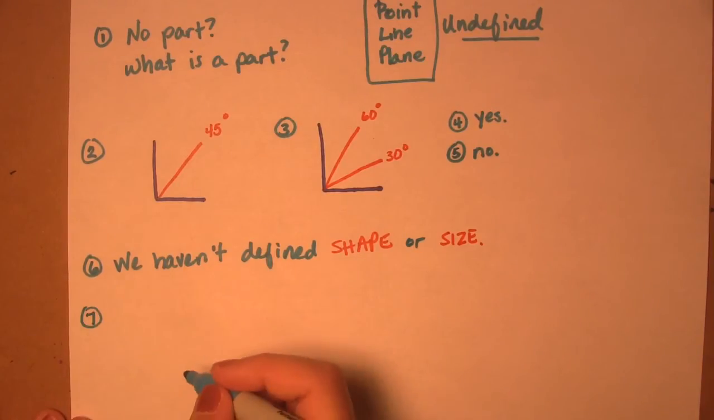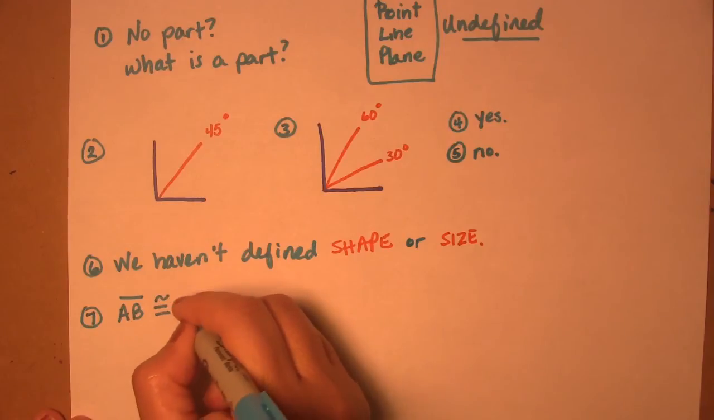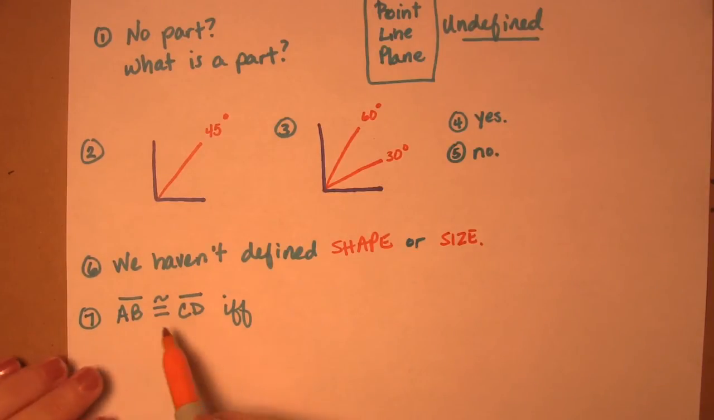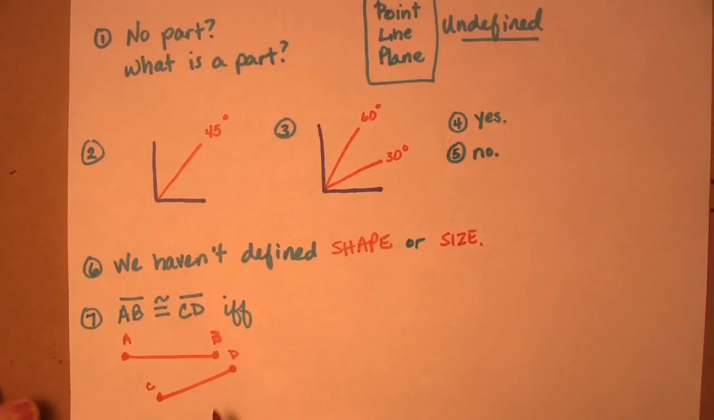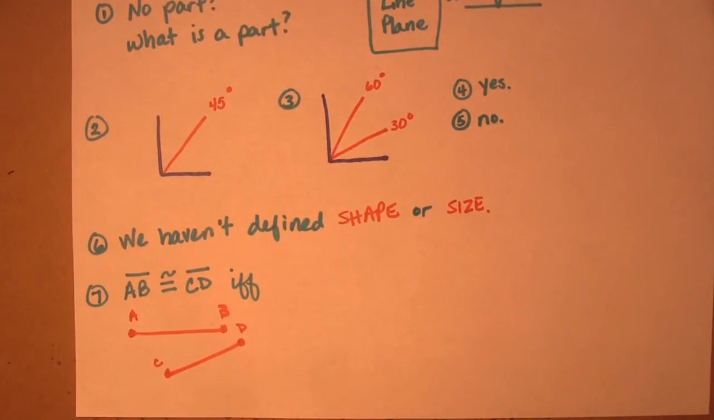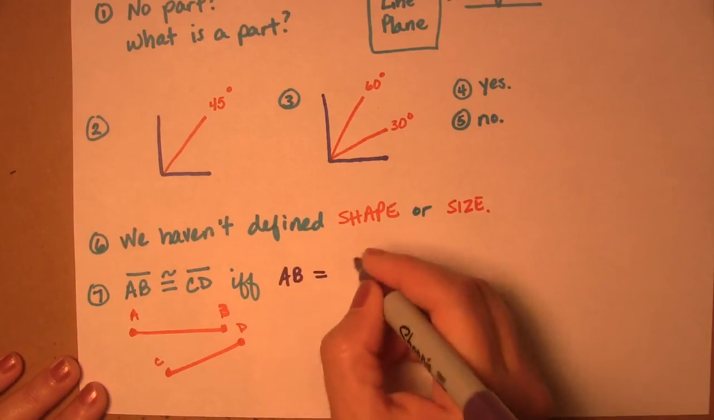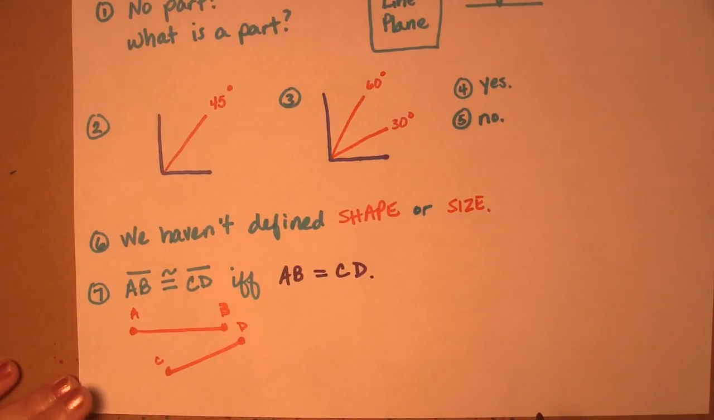However, they do want us to make a definition. They say that line segment AB is congruent to line segment CD if and only if what? Well, if this is AB, and this is CD, in order for them to be congruent, you have to be able to see that they are the same. And how are we going to see that they are the same? Well, we're going to measure them. So if AB, the distance between these 2 points, equals CD, the distance between these 2 points, then the segments are congruent.